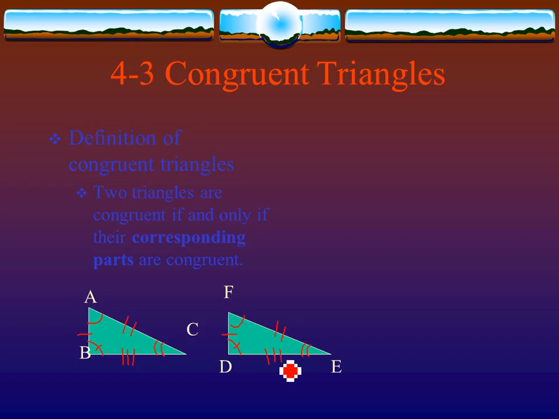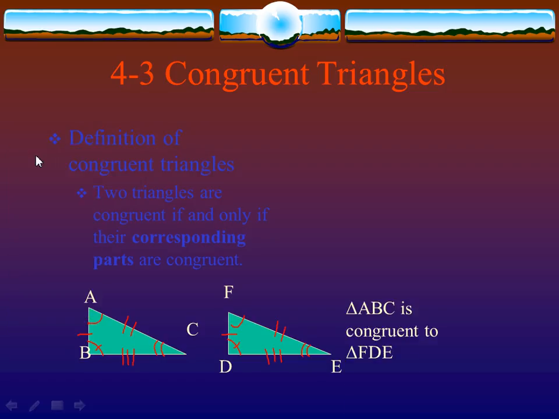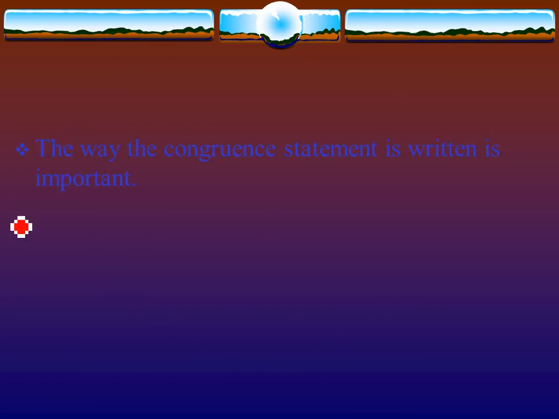Now again, we don't need all of that to prove that these two triangles are congruent to each other. And that's what we're going to go through and do. We don't need all of it. All right, the way a congruency statement is written is important. What I want you to draw here is just this picture I'm getting ready to draw.